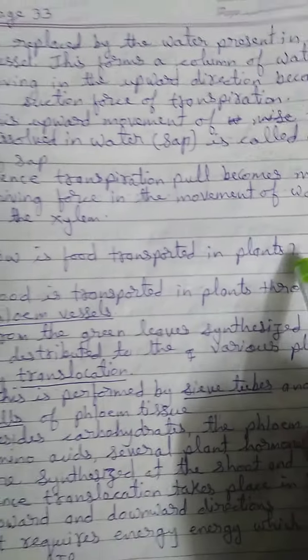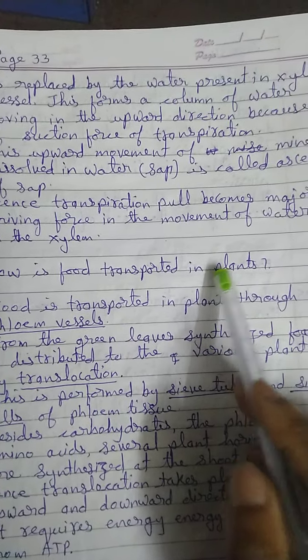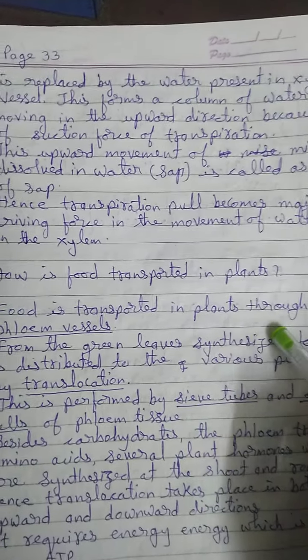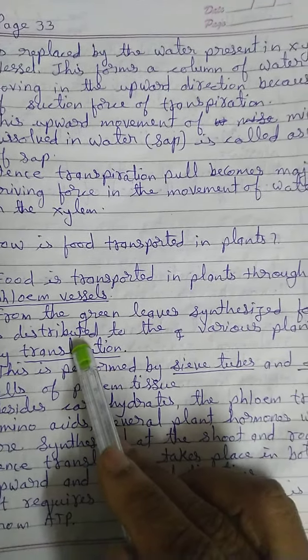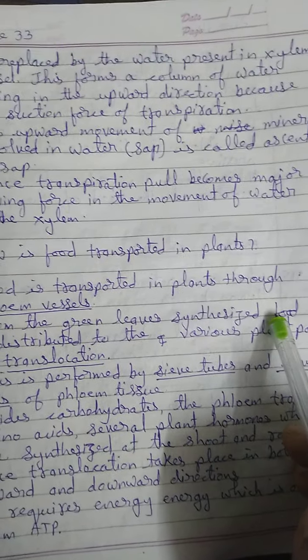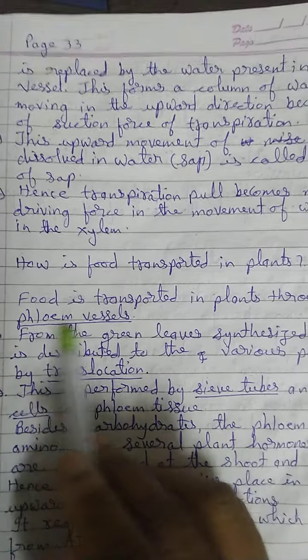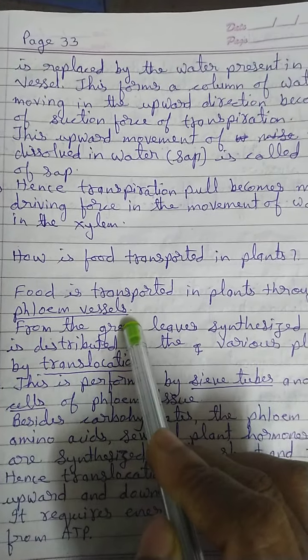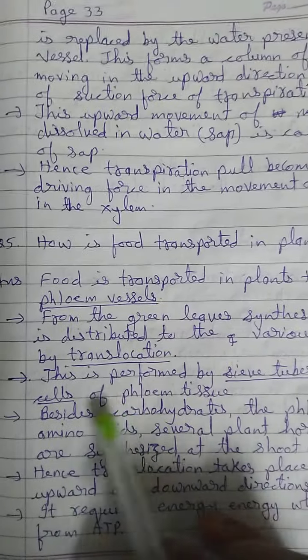Now the next question is, how is food transported in plants? Transportation of the food in the plants is from the leaves towards the other organs of the plants, and this is called translocation. That means distribution of the food prepared by the green parts of the plants to the other parts is called translocation. And translocation is done by the phloem vessel, phloem tissue. The components of the phloem tissue are sieve tubes and sieve cells.